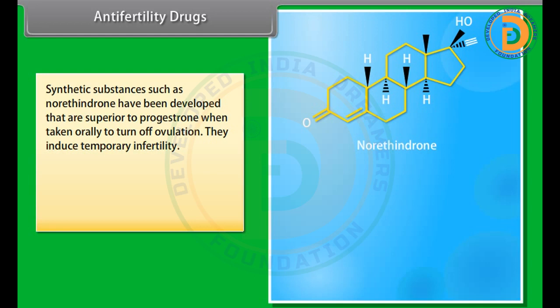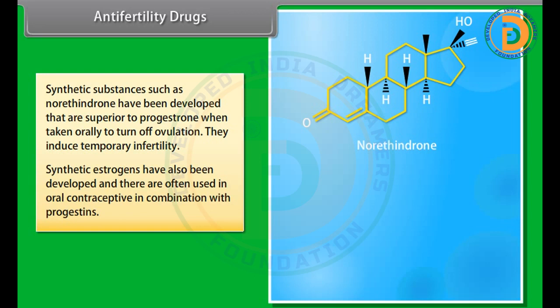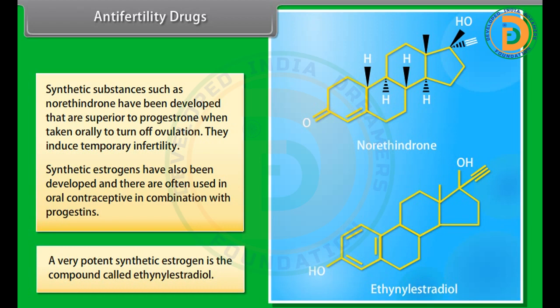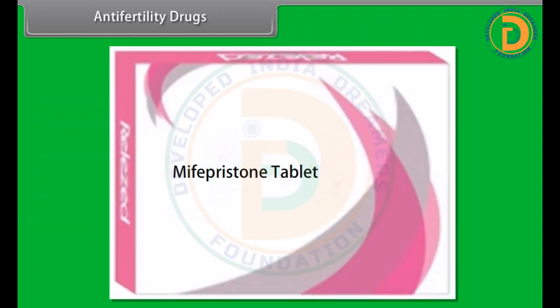They induce temporary infertility. Synthetic estrogens have also been developed and they are often used in oral contraceptives in combination with progestins. A very potent synthetic estrogen is the compound called ethinyl estradiol. Mifepristone is a synthetic steroid that blocks the effects of progesterone and is used as a morning after pill in many countries.